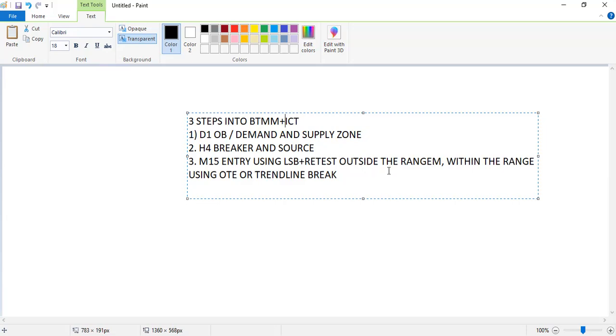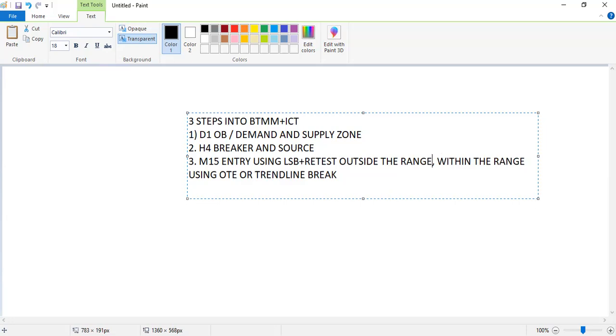First, on the daily time frame, D1, we look out for order block or demand and supply zone trade setups. Second, on the H4 time frame, we look out for breaker and source. Then number 3, M15 is for entry, using LSB plus retest outside the range, or within range we use OTE, optimal trade entry, or trendline break. In a nutshell, this is what we are going to do.